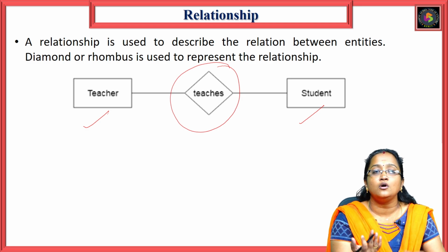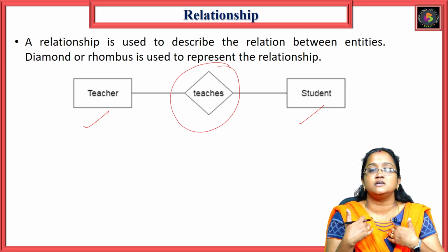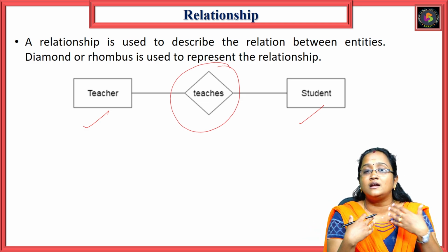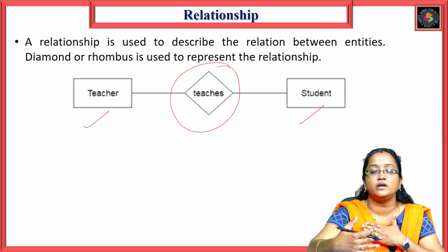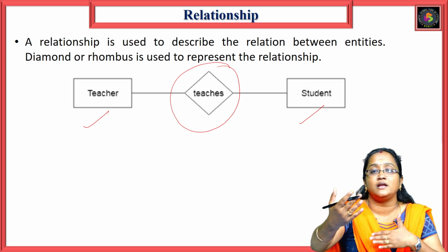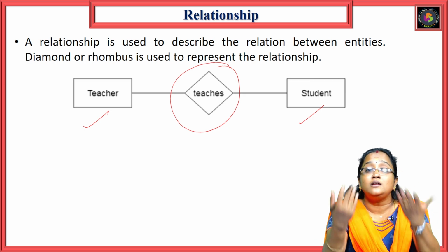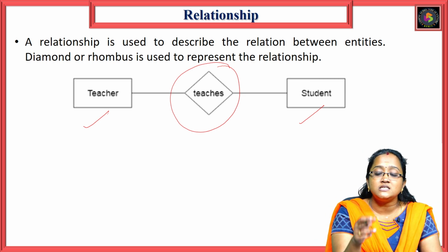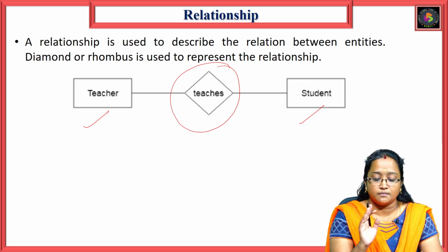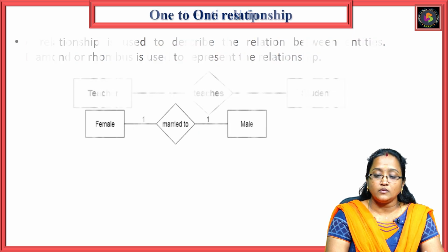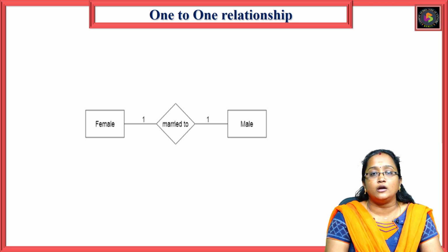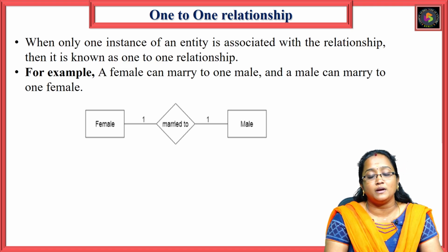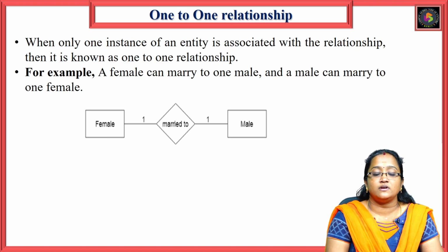What do we do for the student? A teacher has to teach. So that is a relationship between a teacher and a student. There will be a student, there will be a teacher. So what is the relationship? The teacher has to teach the student. So teaches is the relationship. There are types of relationship. In the previous diagram we saw one-to-one, one-to-many, many-to-one, and many-to-many. These are all the types of relationship.